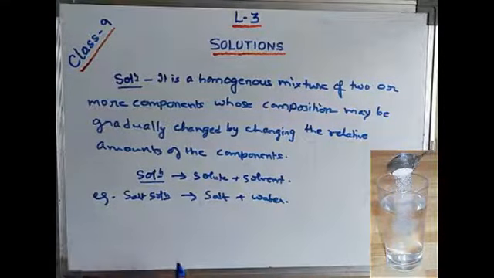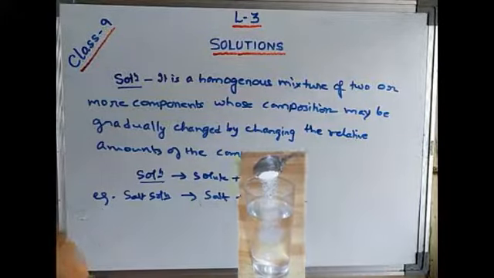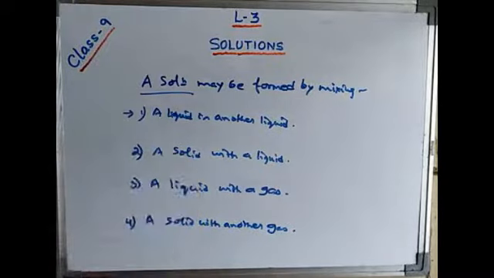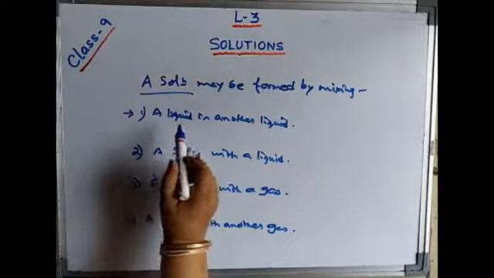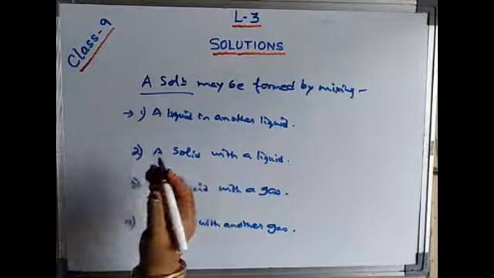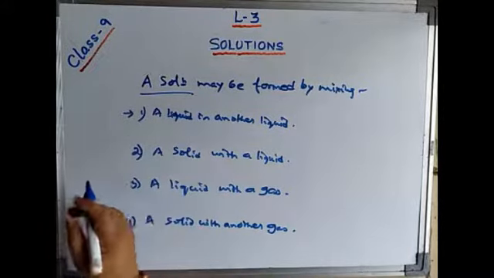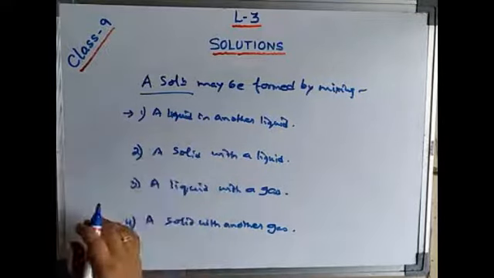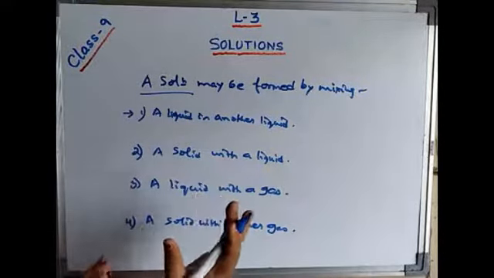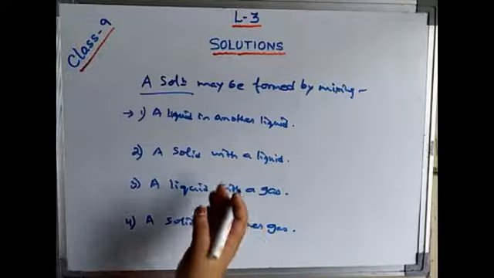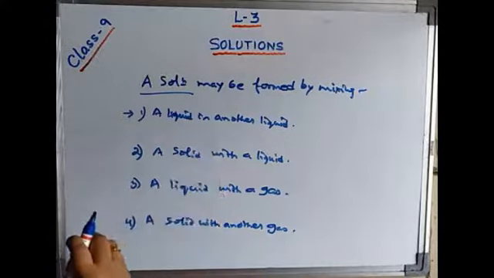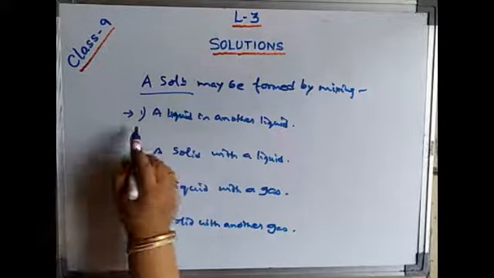So salt solution is a very good example of a homogeneous mixture to make a solution. The solution may be formed by various methods. Let us see what the methods are. But one condition you have to remember here: a solute, which can be a liquid, a solid, or a gas, must always be lesser in amount than the solvent. Solvent amount will be greater compared to the solute, because the solute will be getting dissolved into the given amount of solvent.